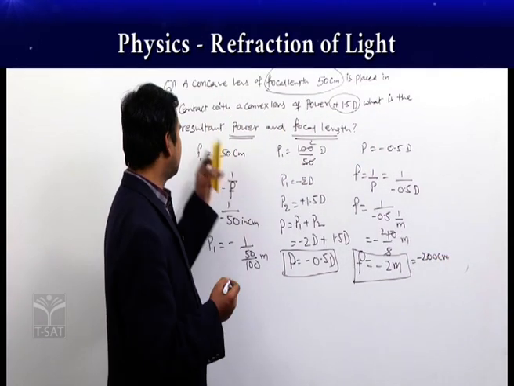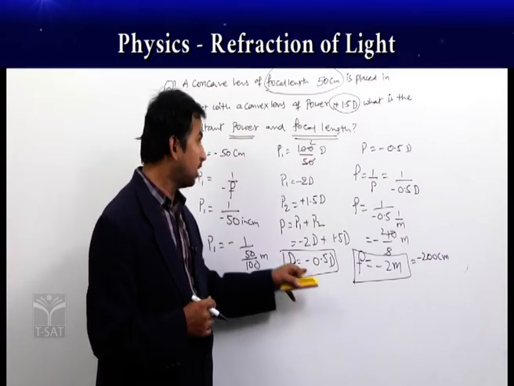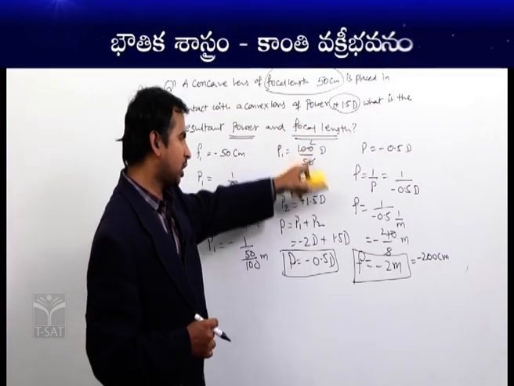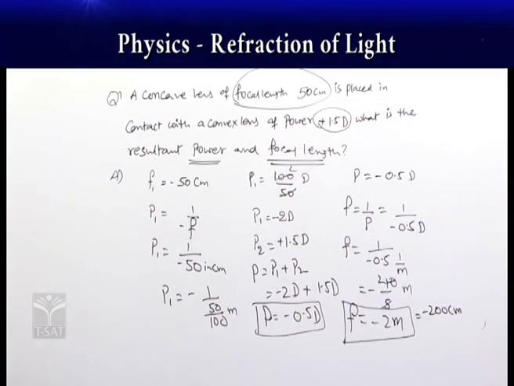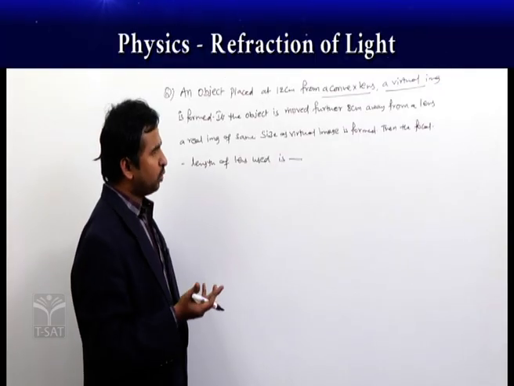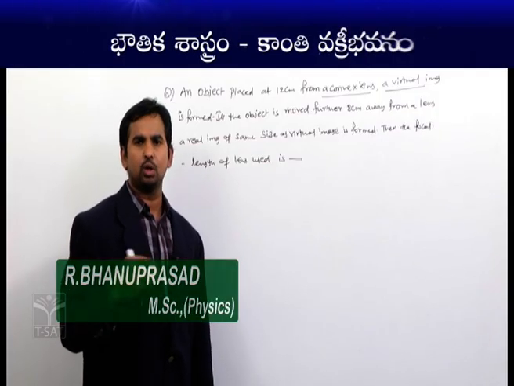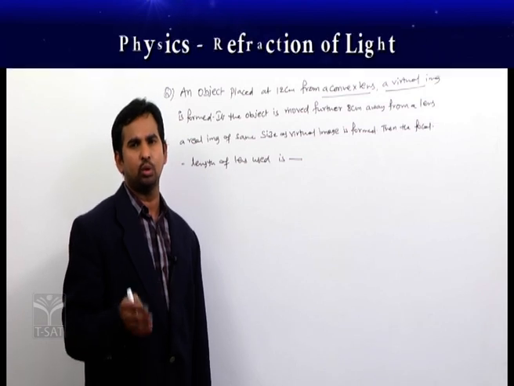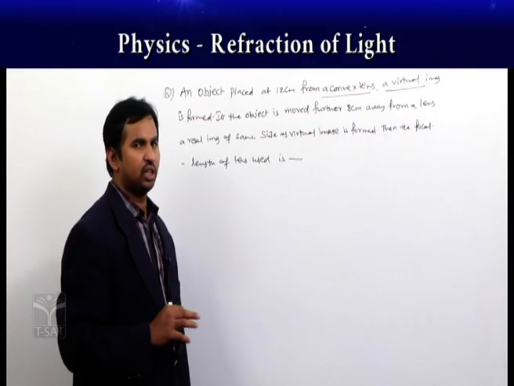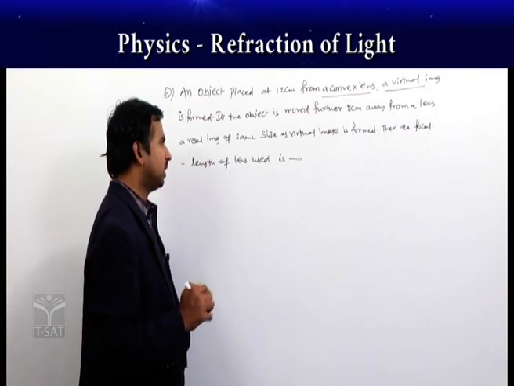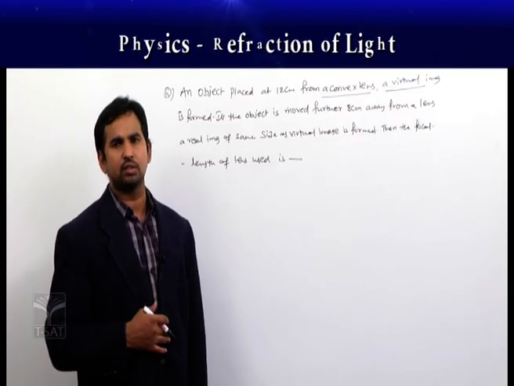Okay. So now we got the resultant power, where that power is equal to minus 0.5 diopters and the resultant focal length becomes minus 200 centimeters. Then if the object is moved 8 centimeters further away from the lens, it means we are increasing the object distance, moving away from the focus here. So in this case it is getting a real image, but given the condition that the same size of virtual image is formed, the size remains the same here.